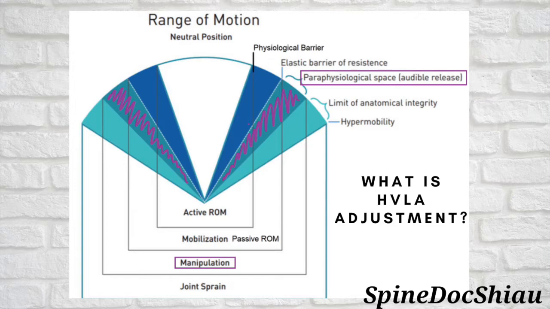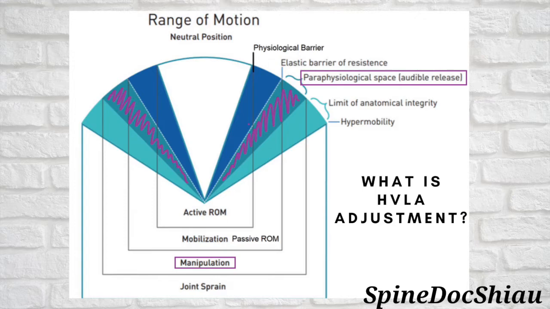Aside from the HVLA, there are other types of adjustments. Not everyone is a good candidate for HVLA adjustments, such as patients with osteoporosis or low bone density, patients who are obese or pregnant, or maybe just patient preference. Other techniques that are not HVLA include activator, Cox flexion distraction, toggle recoil, and sacro-occipital technique.